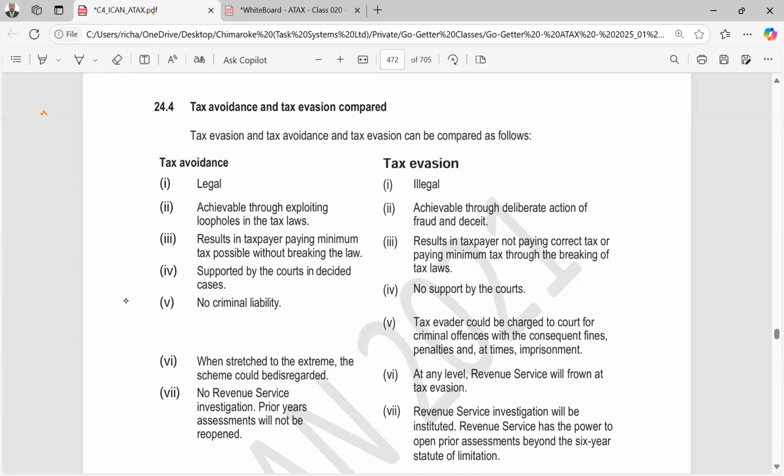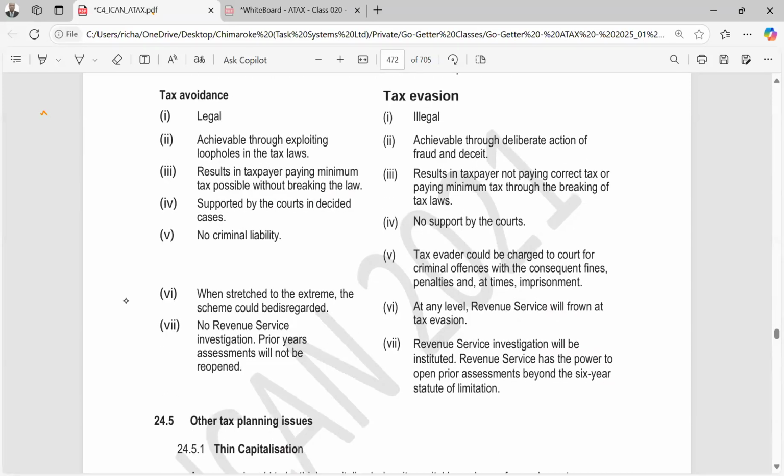When stretched to the limit, tax avoidance could be disregarded. In tax evasion, any attempt to stretch it is frowned upon. In tax avoidance, there will be no prior year assessment and there will not be investigation. But in tax evasion, there's surely going to be an investigation and it may go beyond the statutory 6 years.